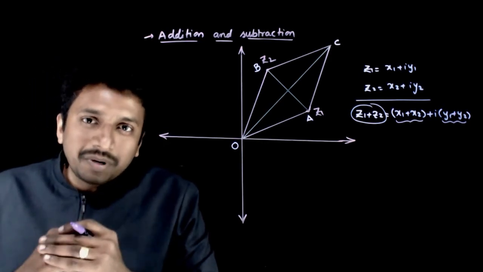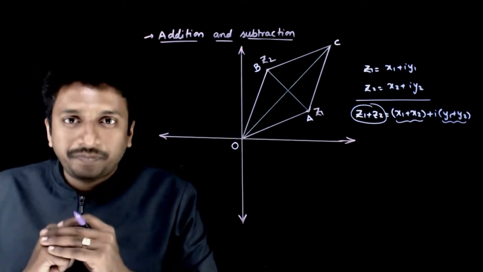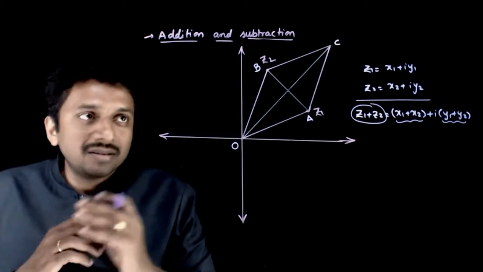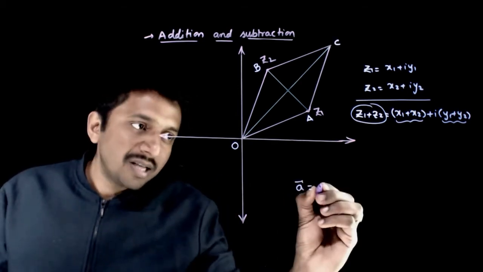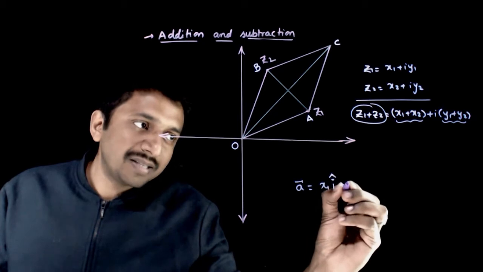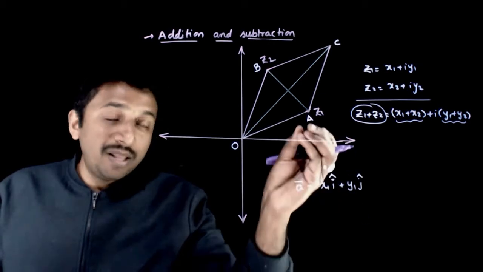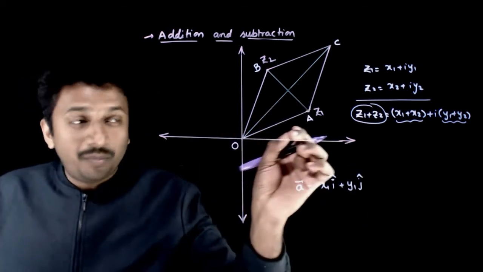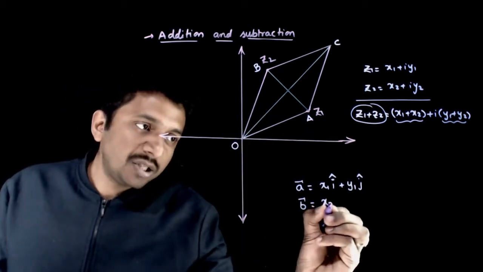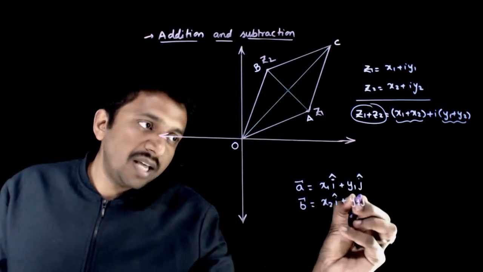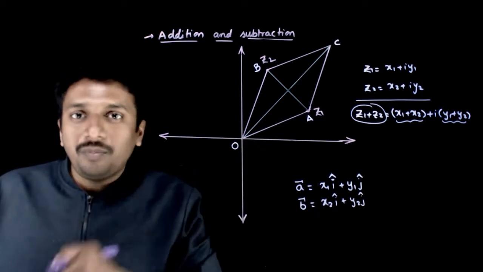So as you can remember, this type of addition also happens in the topic of vectors. For example, if you have two vectors in the xy plane, so if one vector a bar is x1 times i cap plus y1 times j cap, this vector is represented by the point x1 y1 on the xy plane. And if you have a vector b bar which is x2 i cap plus y2 j cap, this vector will be represented by the ray joining the origin and the point x2 y2.